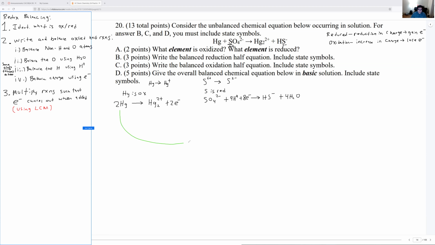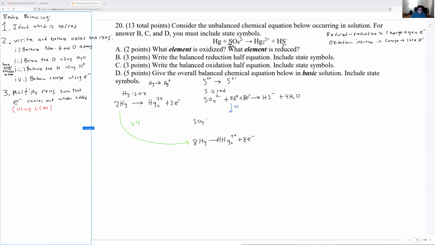Where am I gonna do this? We'll do it over here. To get 8 electrons. So this is gonna be 8 Hg. That's a 4. That's an 8. And then for this SO4 one, I'm just gonna multiply it by 1, right? Or do nothing, basically. And then I'm gonna add these up.